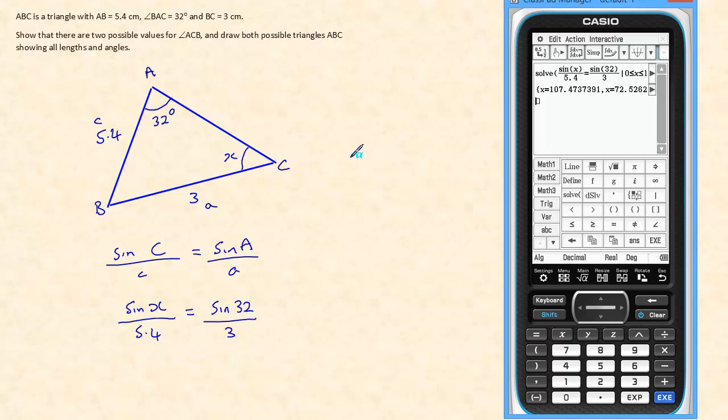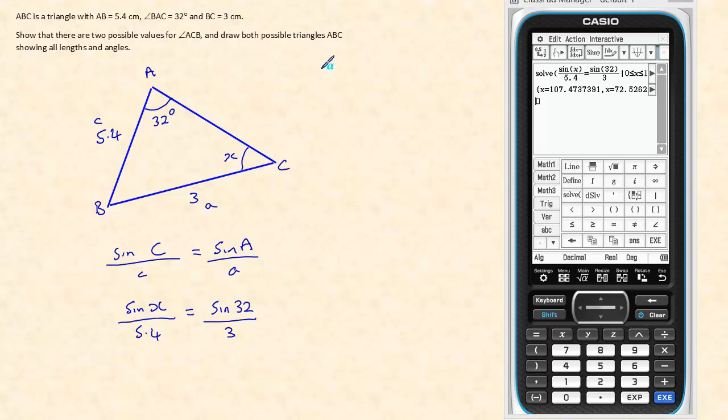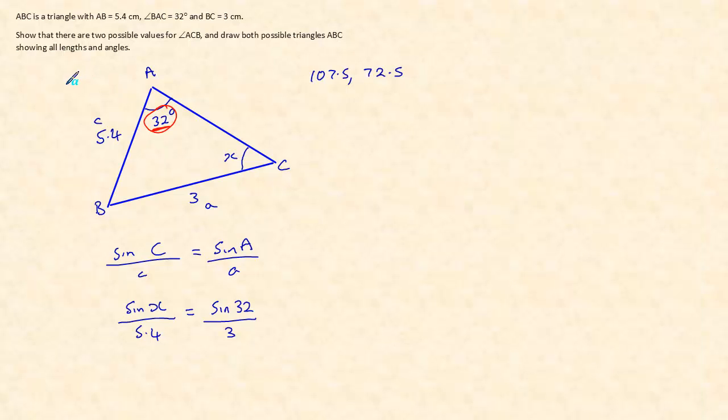So we get 107.5 and 72.5. Now both of those are actually possible answers, because this angle here is 32. 107.5 add 32 is less than 180, so we can certainly get a triangle there, and of course the acute angle is bound to work. So we have two possible triangles, we want to draw them both.